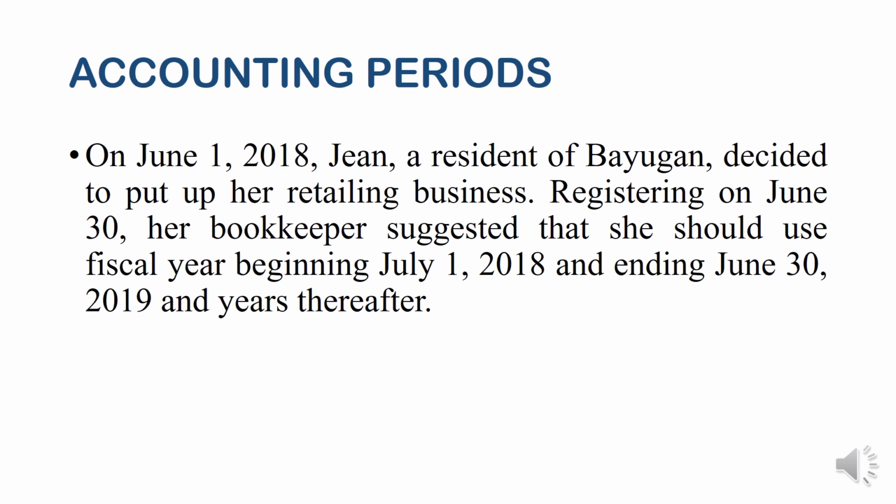For example, on June 1, 2018, Jean, a resident of Bayugan, decided to put up her retailing business. Registering on June 30, her bookkeeper suggested that she should use the fiscal year beginning July 1, 2018 and ending June 30, 2019 and years thereafter. So Jean decided to put up the business on June 1 and registered her business on June 30. Her bookkeeper suggested to use the fiscal year beginning July 1 and ending June 30.